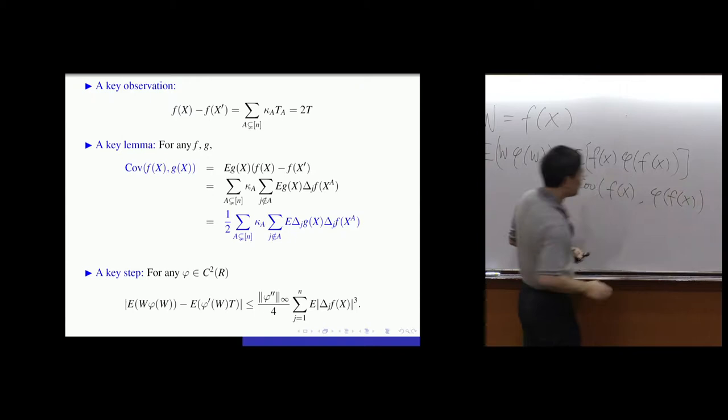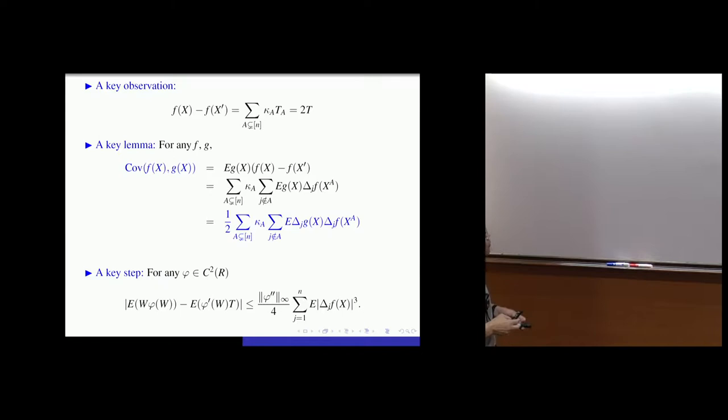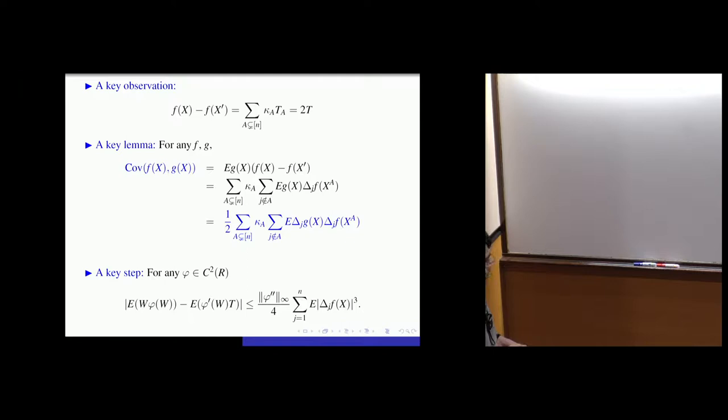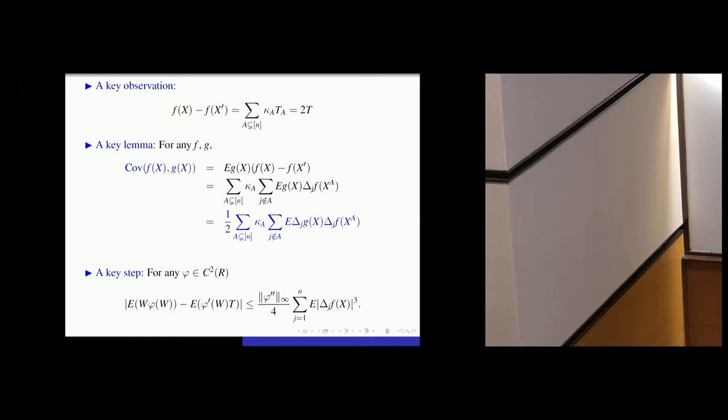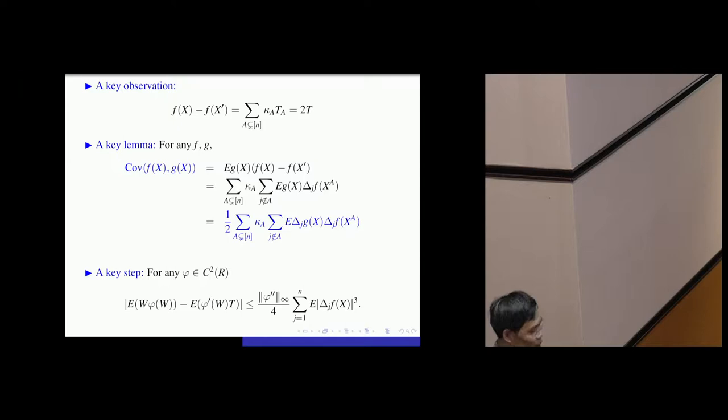So you apply this covariance function, keeping it as f of x here, then g is equal to phi of f, and putting it together, he managed to prove that it is bounded by the second derivative of the function phi times the sum of the differences of f of x to the power of 3. So that's a very nice formula, of course. And starting from here, if you work in Stein's method, and I believe most of us do, you know how to get the distance.